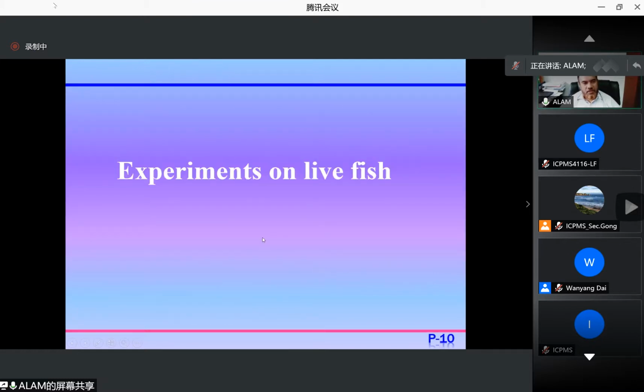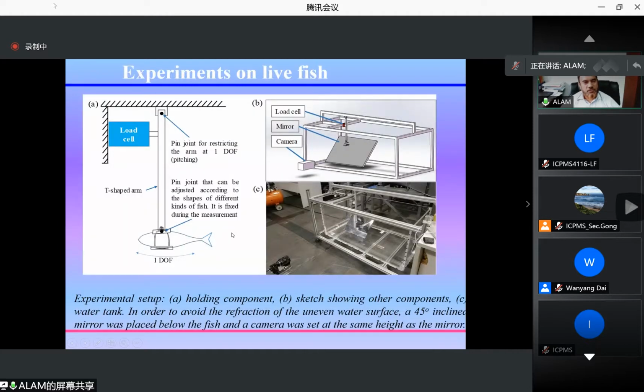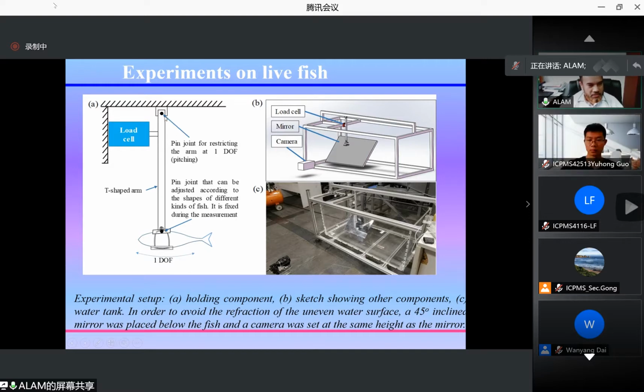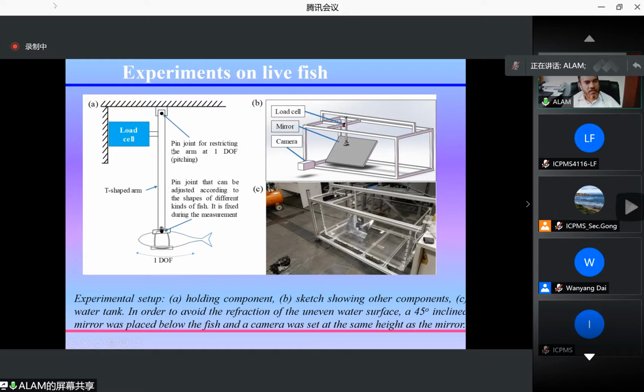Let's see the experiments on live fish. To do the experiment on live fish, we made a setup for holding the fish. Here we have a straight bar. Here is the pin joint, or hinge joint, that can move like this. And we put a load cell here to measure the thrust. Holding the fish is very tricky and really difficult. So we make two frames, one on the upper side and one on the lower side, to hold the fish tightly.